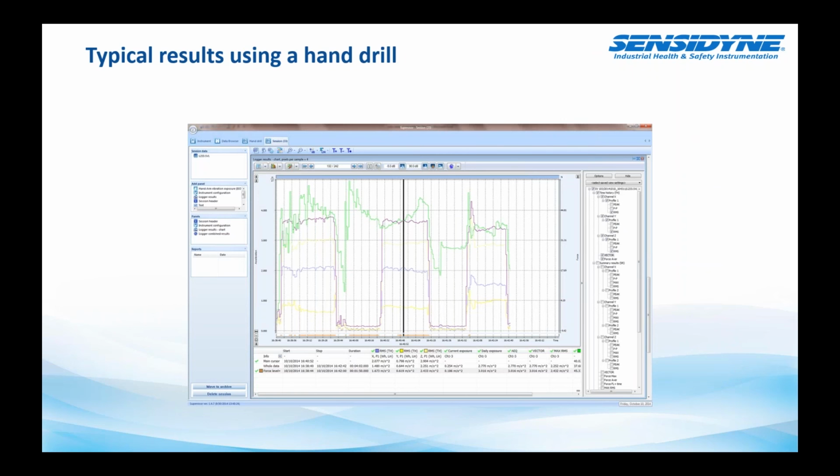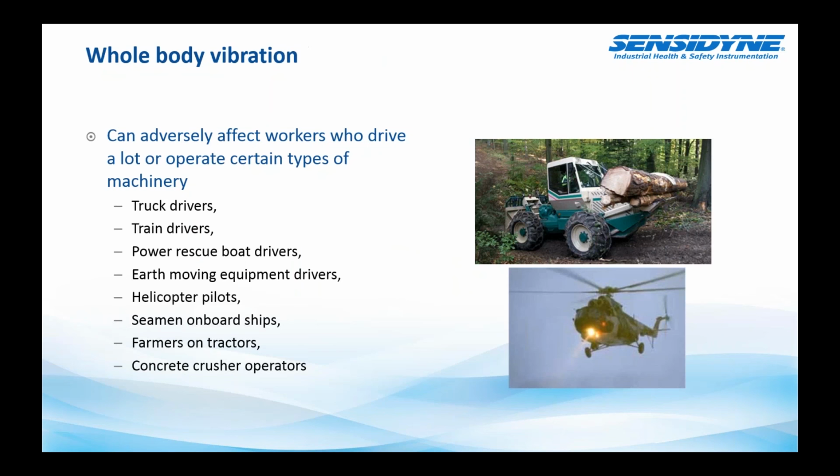Okay, so we've talked about hand-arm. Let's go on to the whole body vibration. So here we're talking about people that sit in these sorts of off-road vehicles, truck drivers, train drivers, earth-moving equipment, helicopter pilots. These can also be very, very shaky jobs where the operators are sitting in a machine that is shaking them around a lot. Farmers on tractors, concrete crushers, road breakers, these sorts of things.